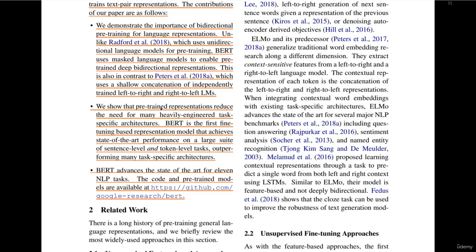They also show that pre-trained representations reduce the need for many heavily engineered task-specific architectures, which is very important because BERT can now be used to come up with state-of-the-art performance on a large suite of sentence-level and token-level tasks, outperforming many task-specific architectures. BERT advances the state of the art for 11 NLP tasks, including that of question answering.